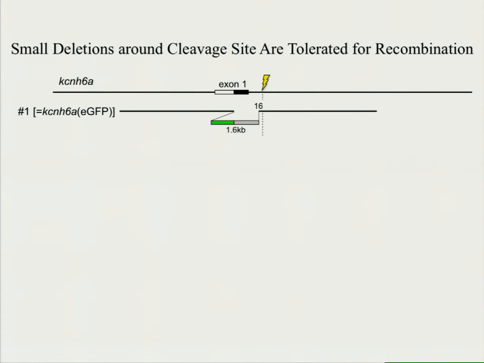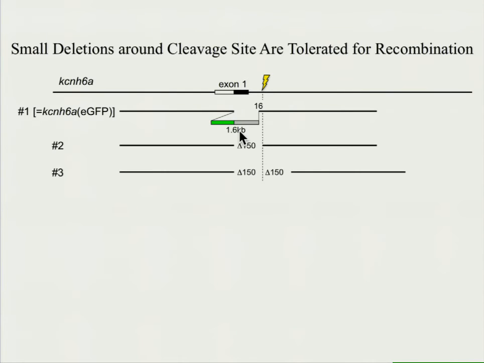To address the question, we prepared a series of donors with various deletions. The first one is the same one that I used in the previous slide. It has a complete homologous sequence on the right side of the cleavage site. However, on the left side, it has only 16 bases of homology before interrupting the non-homologous sequence. The second and third donors have a 150 base deletion on the left side and on both sides.